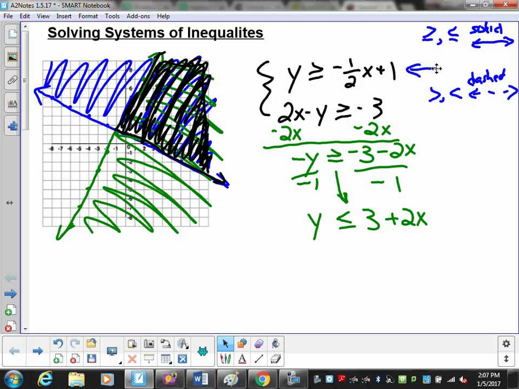Even though this is in blue and this is in green, it's only the solution if it works for both of them. Right? So it has to be shaded in green and blue for that to work. Or if you're just using pencils, shaded in both directions. I usually shade one in one direction and the other in the other direction. If they overlap, it's part of the solution.